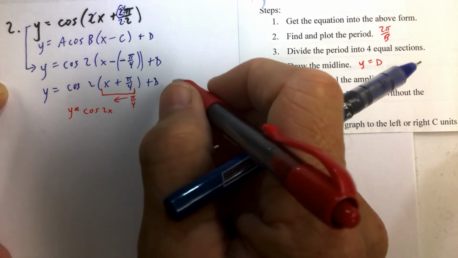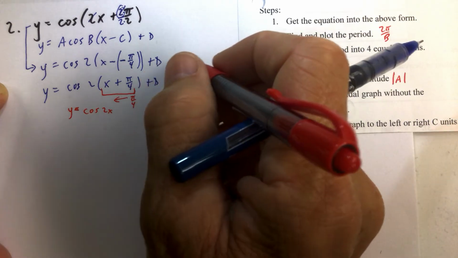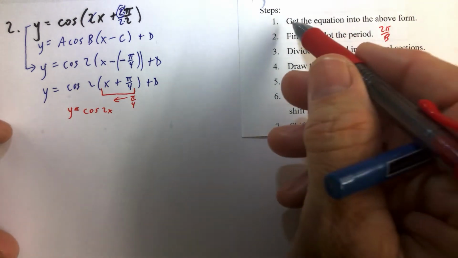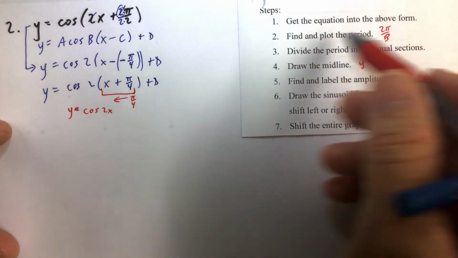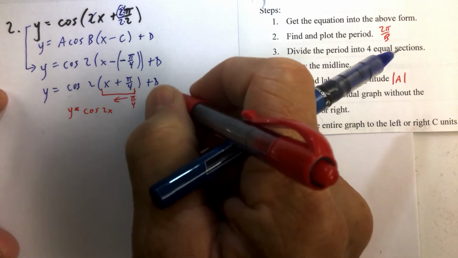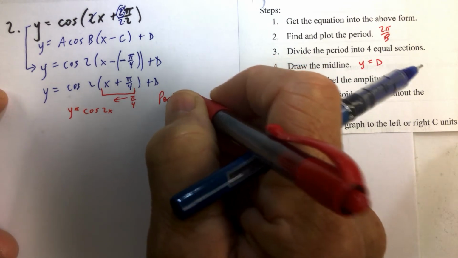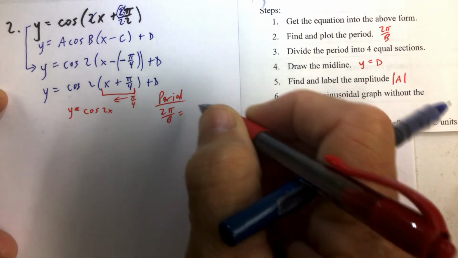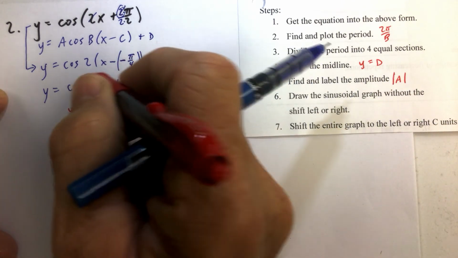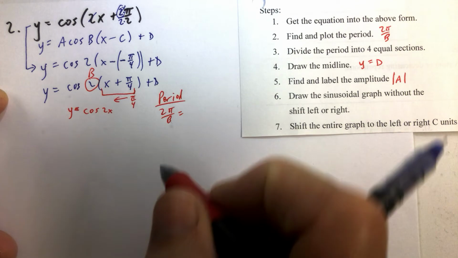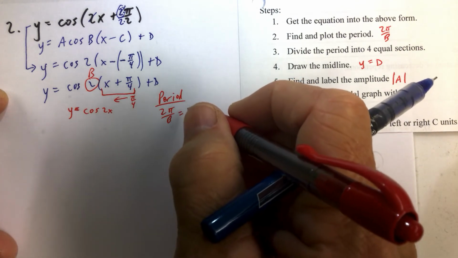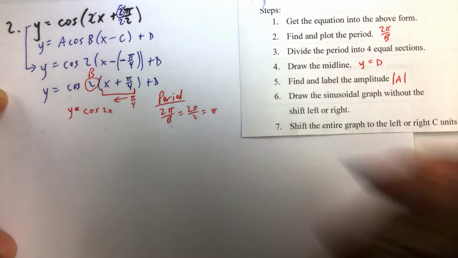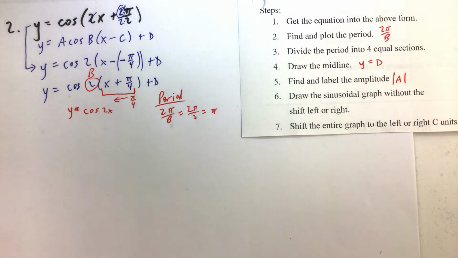Let's just follow the steps. Get the equation in the above form, check. Find and plot the period, 2 pi over b. In this case, the b value, unlike the last one, which was 1, is 2. So the period is 2 pi over 2, which is just pi. We found it, now we have to plot it.